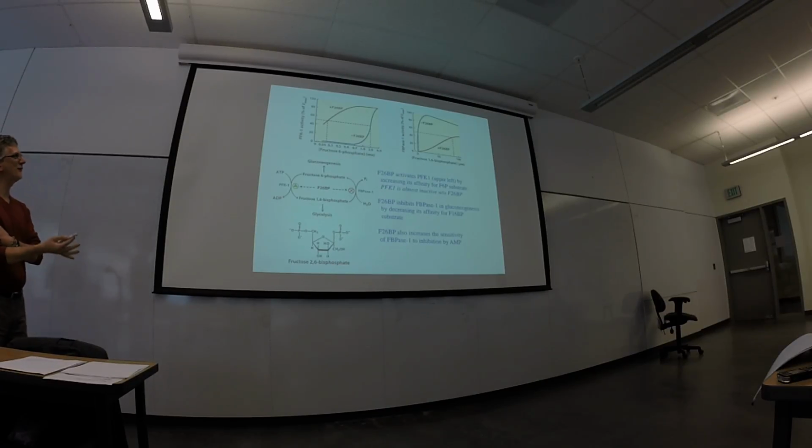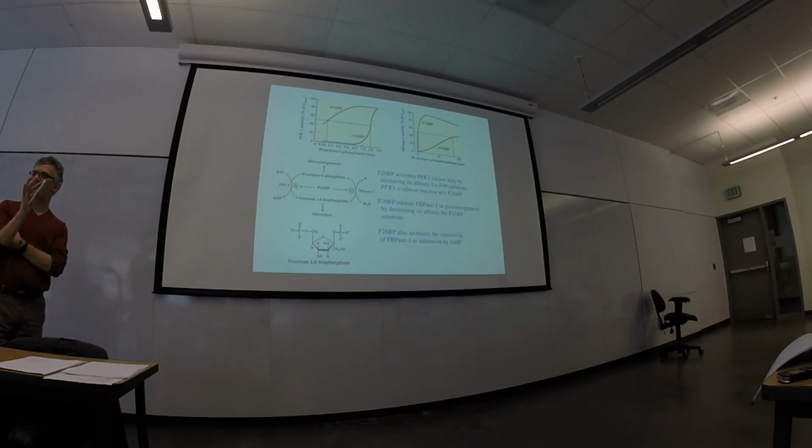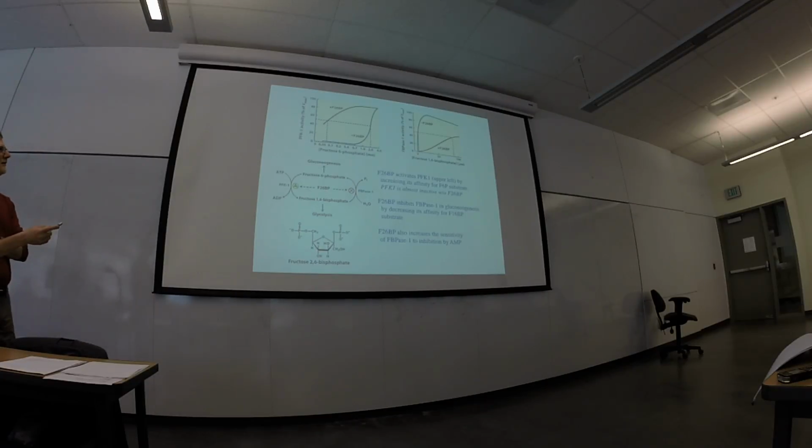And so how does F26BP work? It works to activate PFK1. In fact, it was on the earlier slide. We just kind of showed there's F26BP. So if you have it, it works very well. If you don't have it, it works very badly. This is the concentration of the other substrate, and you see it stays very low. So this is actually helping address the issue of how you keep it completely turned off when you want it turned off. Just don't have any of this guy around.